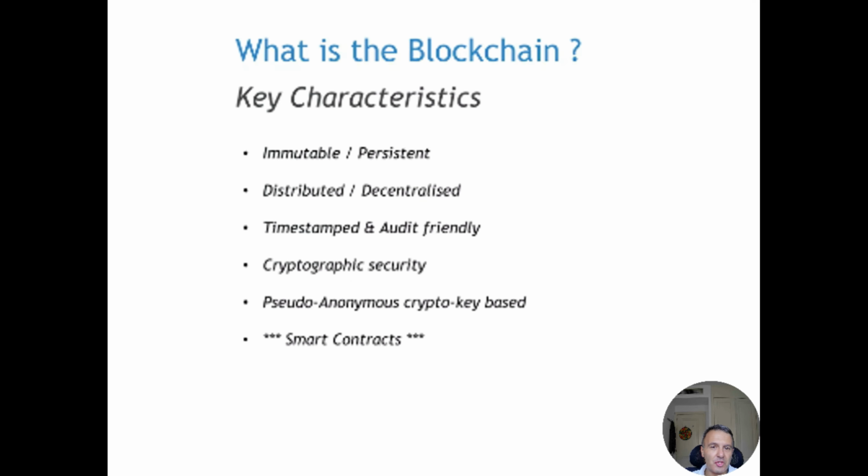The next characteristic: distributed and decentralized. Whenever a user initiates a new transaction, it gets validated by a network of computers or nodes, and it gets distributed. The transaction gets recorded into the blockchain, so every node of the network whose task is to validate transactions will receive identical copies of the same blockchain. That's what we mean by distributed and decentralized.